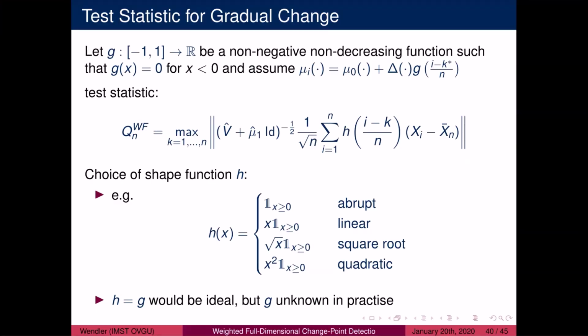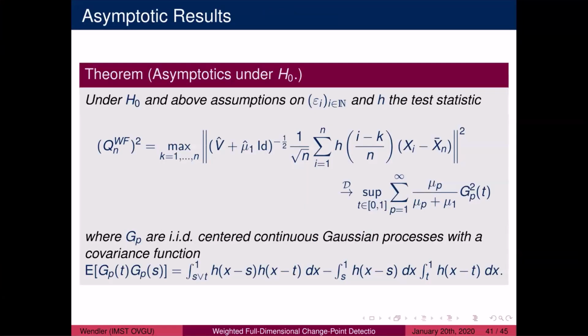We could have a linear change, so we have constant periods, then it goes up linearly, or it goes up like a square root, or it goes up like a square. What's important is that you always have indicators, so you have a period where it's stable in the beginning. Okay.